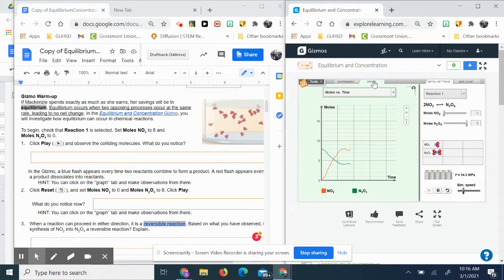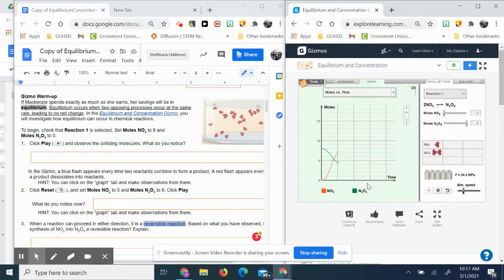I also really like to look at this graph, and you can make observations on the graph. So if I push pause here and reset, and I keep it the same situation, and I hit play, you can see how this graph is changing. So we have N2O4 as our green line, NO2 is our orange line. So what do you notice with the lines in the graph?